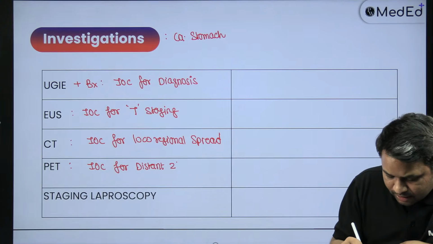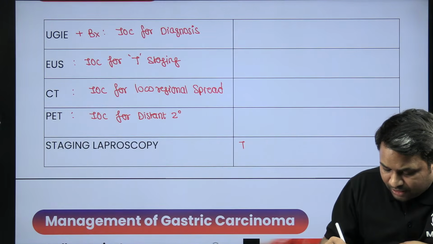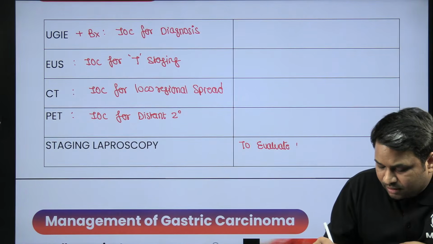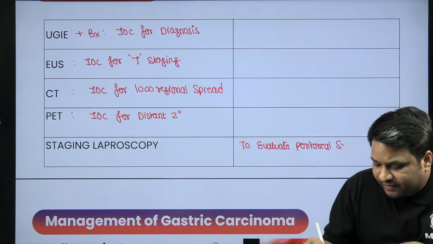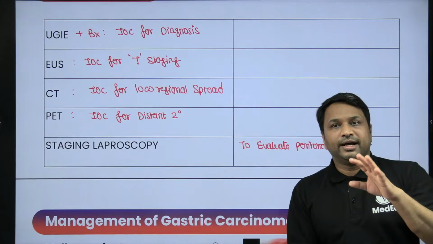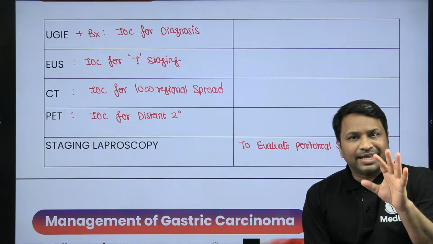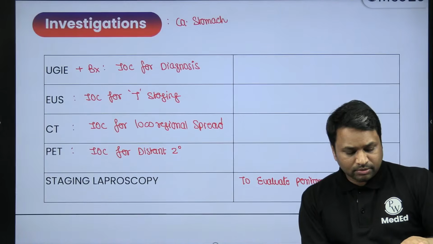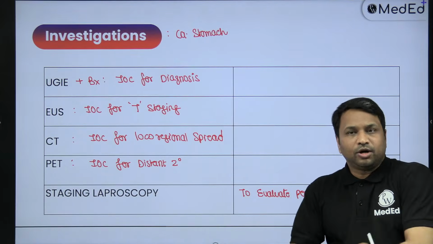Staging laparoscopy is to evaluate peritoneal seeding. See, there is no other investigation which can actually tell whether peritoneal seeding is present or not. Again, a very important one. If peritoneal seeding occurs in gastric cancers, it is going to be inoperable.